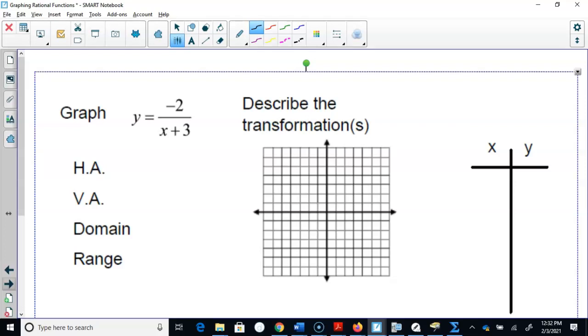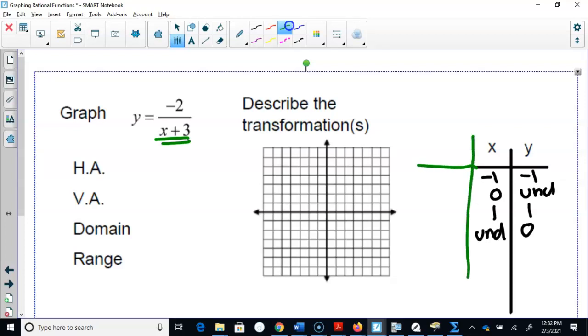Here we have our table over here on the opposite, -1, -1. Again, first step, that parent table: 0, undefined, 1, 1, undefined, right, 0. What's happening on the inside? I'm adding 3 again, so that means I'm going to do the opposite. I'm going to subtract 3. -1 minus 3 is -4. 0 minus 3 is -3. 1 minus 3 is -2. Undefined minus 3 is still undefined.